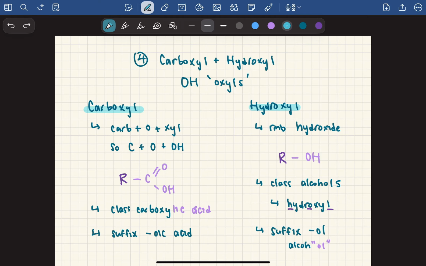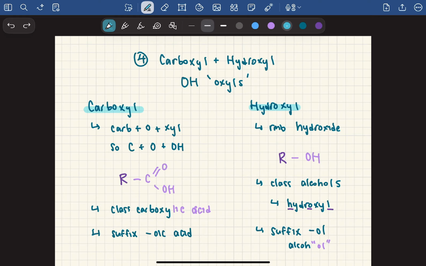So I think of these as the oxyls. They have OH in them, so hydroxide, remember. And carboxyl, start with that. If you break down the word, it's carb plus O plus xyl. So C, of course, is carb, O is oxygen, and xyl, I just think of it as hydroxide. So there's a carbon in the middle bonded to an oxygen and to a hydroxide ion. And its class is carboxylic acid, and the suffix is oic acid. And this one you do need to know.